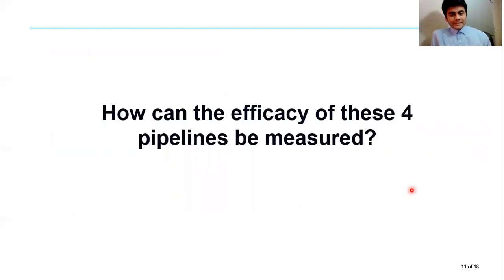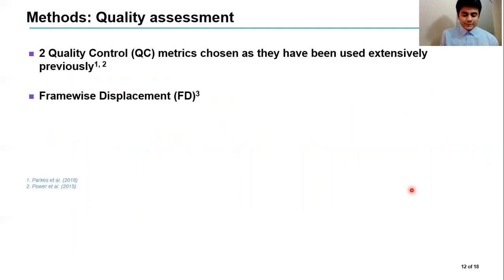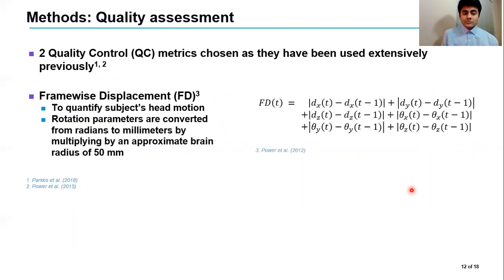So how can the efficacy of these 4 pipelines be measured? Well, we focused on 2 quality control or QC metrics as they have been used and validated extensively. To compute these metrics, we need to quantify each subject's head motion level. And this was done using frame-wise displacement.